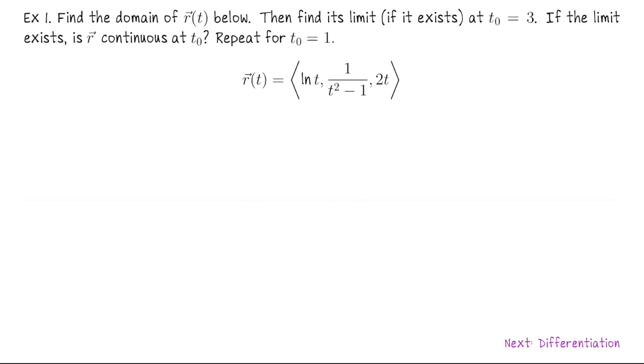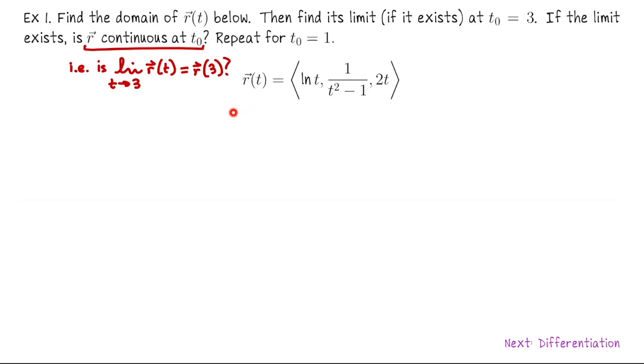Okay, let's look at an example. We have several questions here for this vector valued function r of t. First, we want to find its domain. Then we want to find the limit, if it exists, at t naught equals 3. Then we want to ask ourselves, is this vector valued function actually continuous at 3? So this question here means, is the limit as t approaches 3 of r of t equal to r of 3? And then we'll do the same analysis for limit and continuity for t naught equals 1.